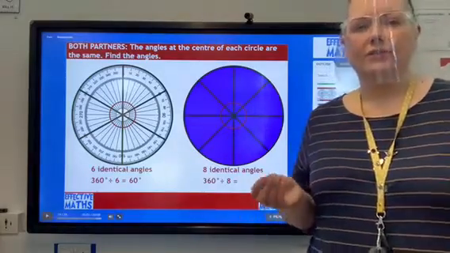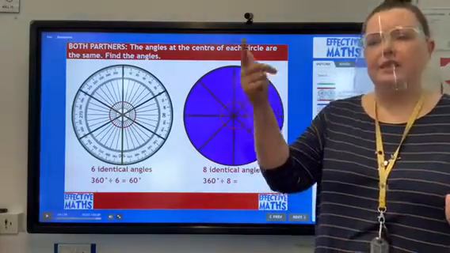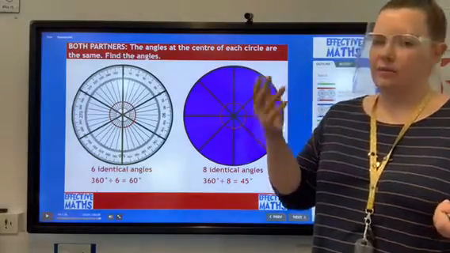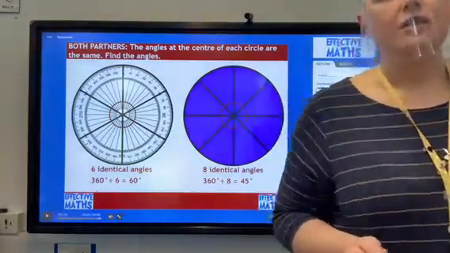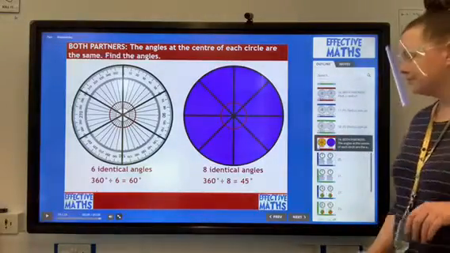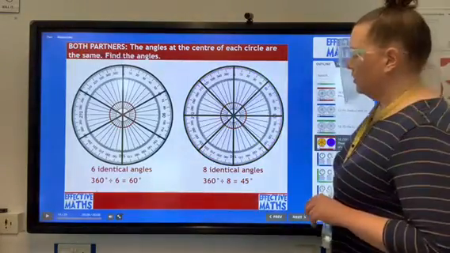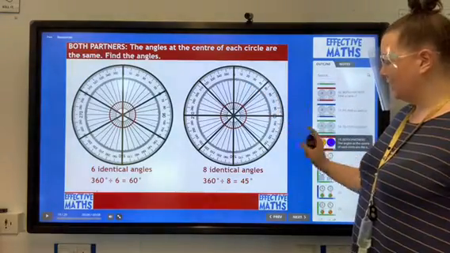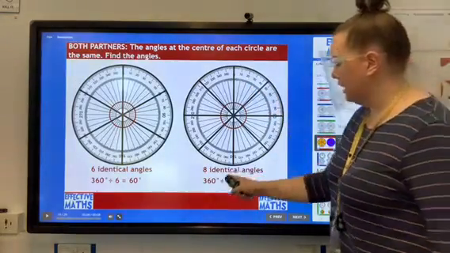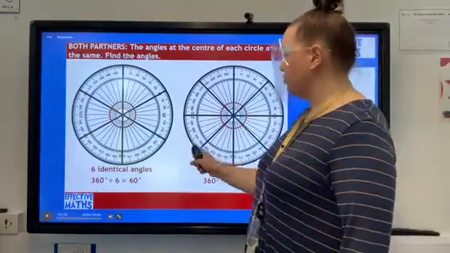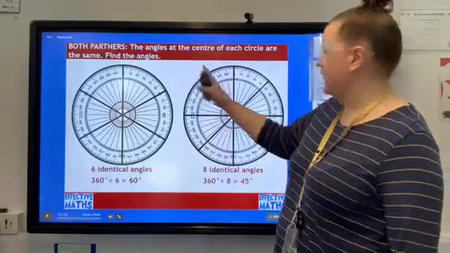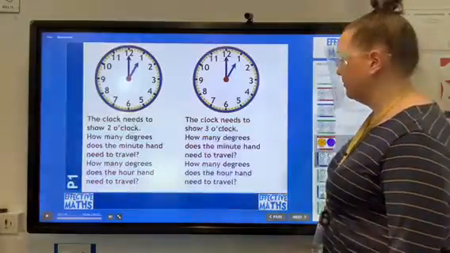What's 36 divided by 8? 8, 16, 24, 32, and then a bit. So it's 45. Okay? So it's 45 degrees. And again, we can see that 0 to 45, 45 to 90, 90 to 135, 135 to 180, 180 to 225, 225 to 270, 270 to 315, 315 to 360.